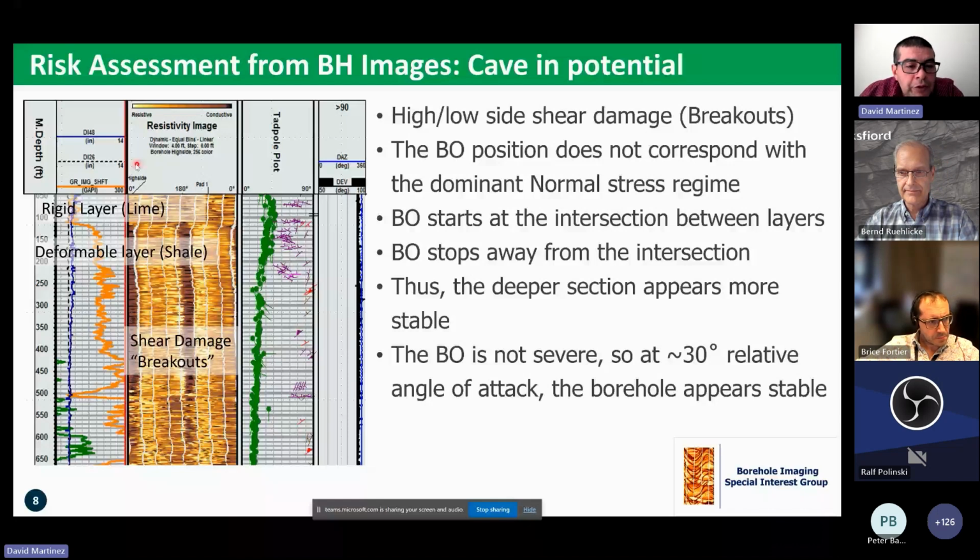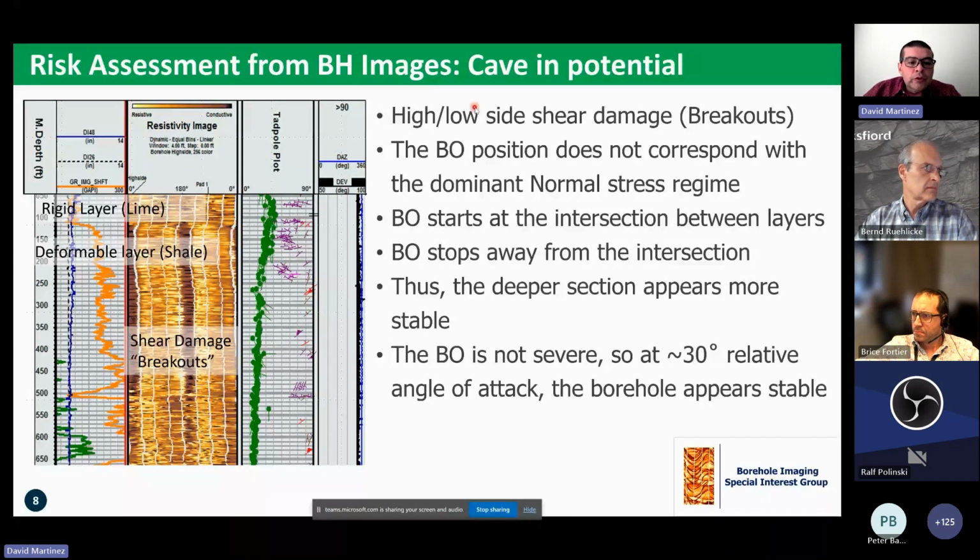On this second track of the image, you see that the breakouts form on the high side and low side of this borehole. Probably worth mentioning that these wells tend to be drilled, or they are drilled in the SH main direction.